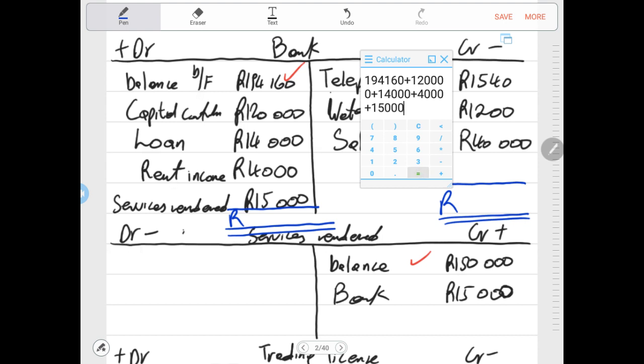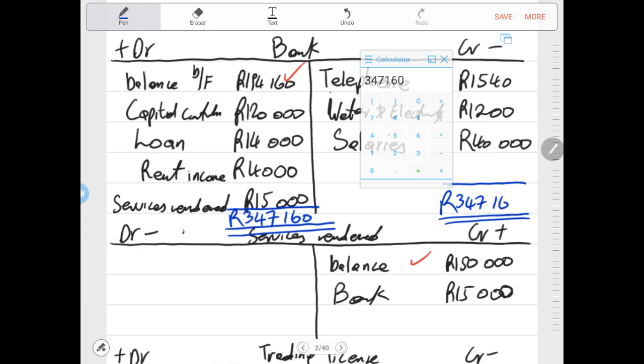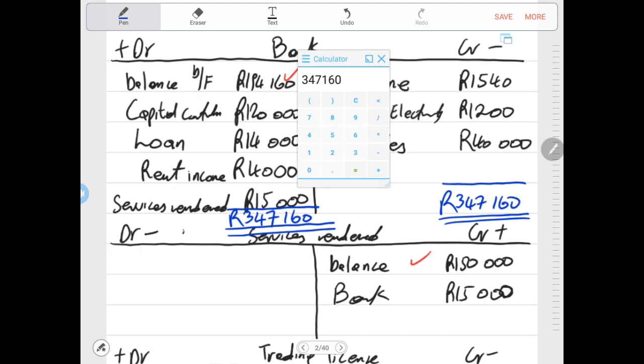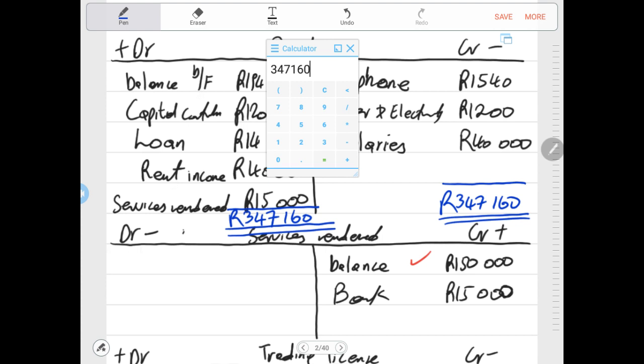Then we have 347,160. Then we minus the smaller side. You write the total of the bigger side, and the bigger side is the left-hand side, the debit side. That total, you write on both sides as I've written, with the two lines in between or at the bottom. Then we minus the smaller side, minus 15,000. Remember, the smaller side is the payment, in this case where money went out.